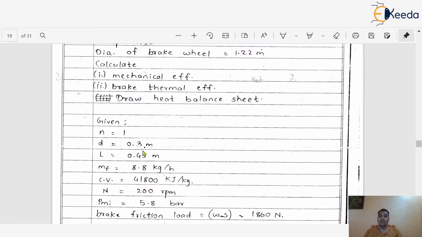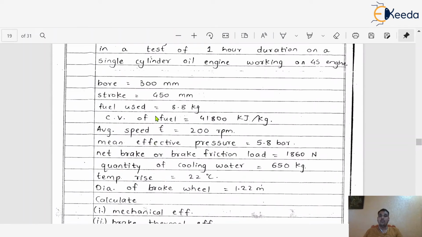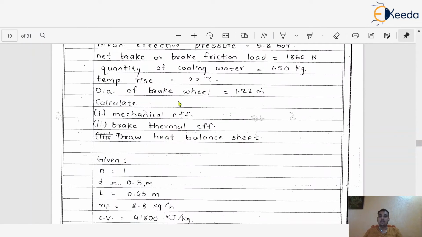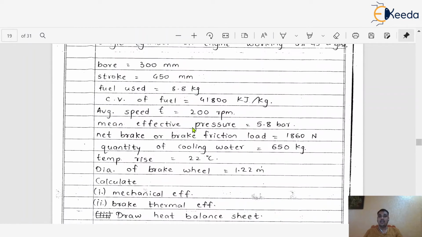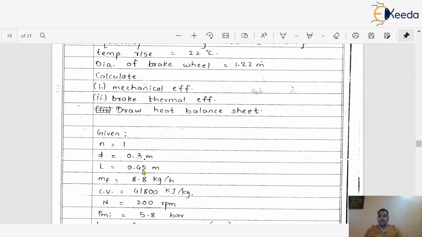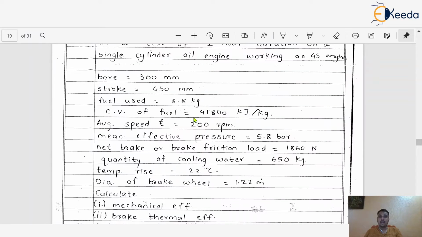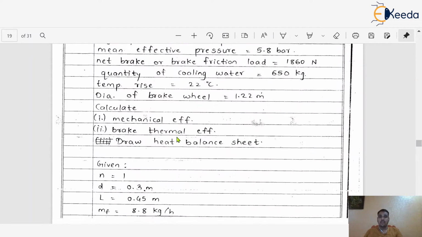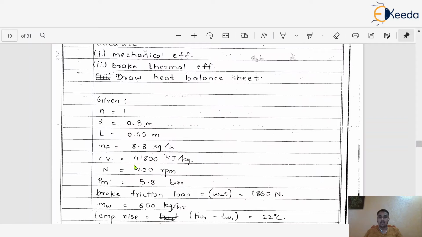Again the things are given: single cylinder engine, so small n is equal to 1, and the bore diameter is 300 mm, converted into meter that is 0.3 meter. The stroke length of the engine is given in mm, so convert it into meter, that would be 0.45 meter. The mass of fuel is also given, that is 8.8 kg per hour. Calorific value is given, that is 41800 kilojoule per kg. So dear friends, as per the statement of the problem, here I have written the things in given data.